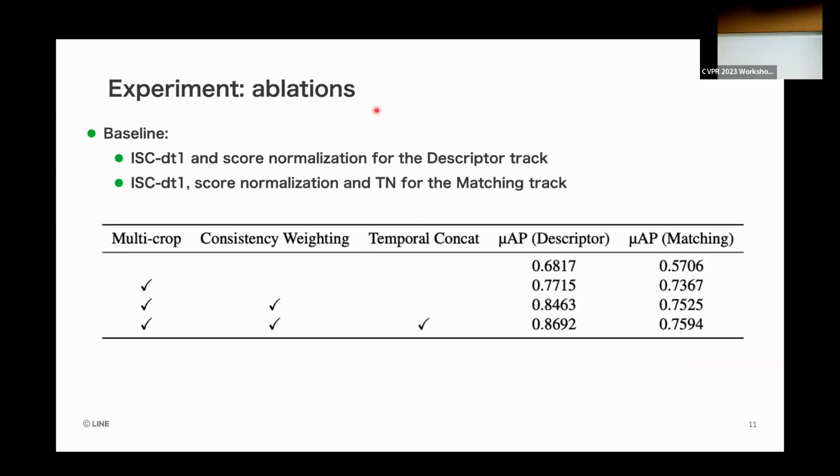Next, I will show some experiment results. We first study ablations. We set our baseline here and study the effects of 3 tricks. We find multiple crop largely improves the AP of both tracks. Consistency weighting also largely improves the descriptor result and has some positive effect on matching results. Temporal concat also has some positive effect on descriptor result and has a little effect on matching result.